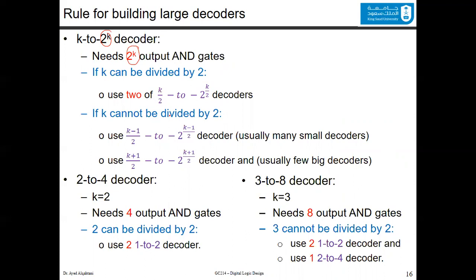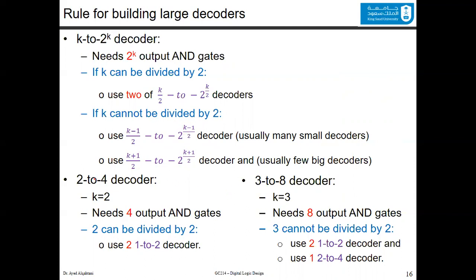Now, if k is odd, then you will have 2 decoders. The first one will have k minus 1 divided by 2, as you can see here. This is in the input, and this is in the output line. And the other one will have k plus 1 divided by 2 here and in the power line. Usually, with this split you will have many small decoders and a few big decoders.